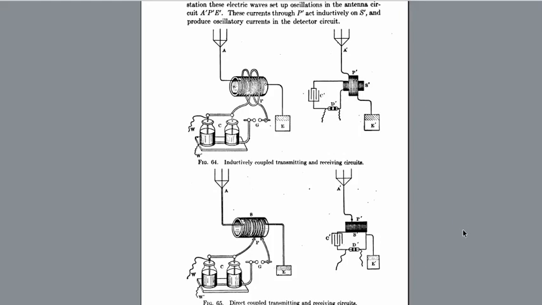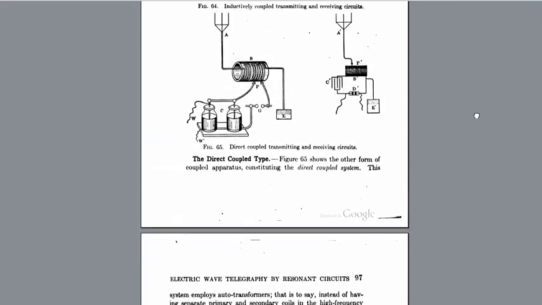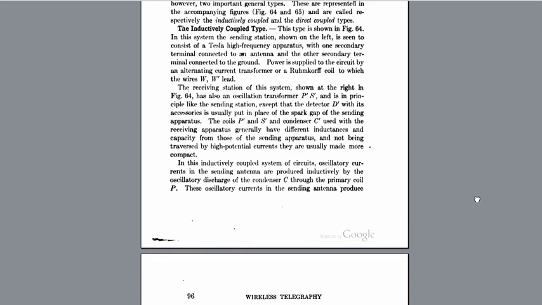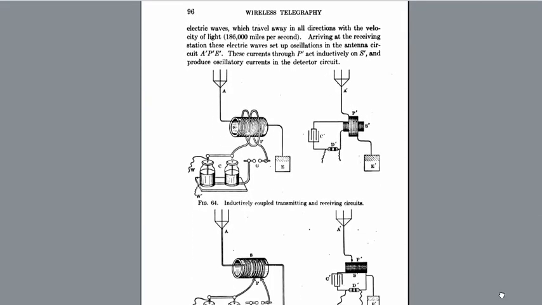These oscillatory currents in the sending antenna produce electric waves which travel away in all directions with the velocity of light, 186,000 miles per second. Arriving at the receiving station, these electric waves set up oscillations in the antenna circuit AP', E'. These currents through P' act inductively on S' and produce oscillatory currents in the detector circuit.